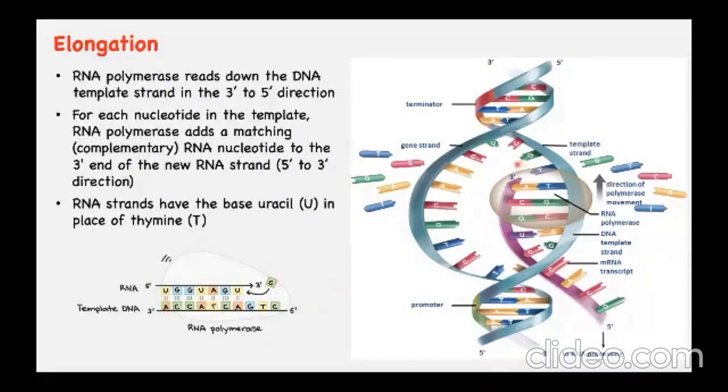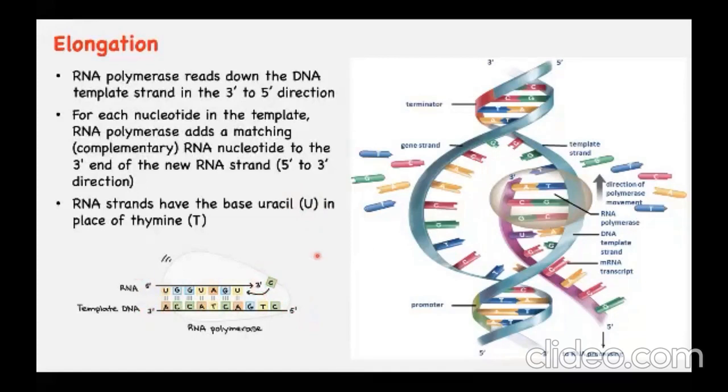For each nucleotide in the template, RNA polymerase adds a matching or complementary RNA nucleotide to the 3' end of the new RNA strand. Okay? So the RNA strand has the base U in place of the T, because you have to remember RNA has no T. It has U, uracil. So if you get confused, say this is the 5' end for DNA and the 3' end, it will be anti-parallel. So 5' and the 3' end.